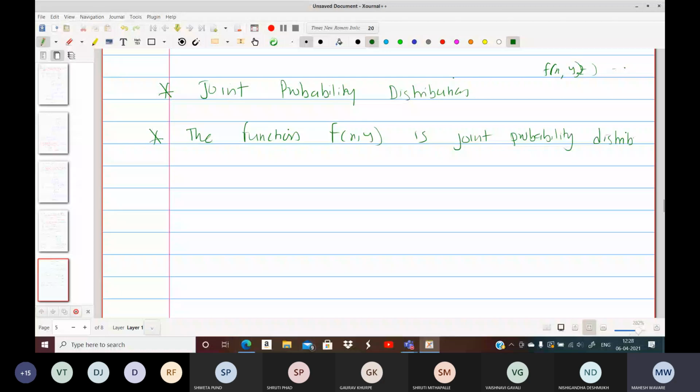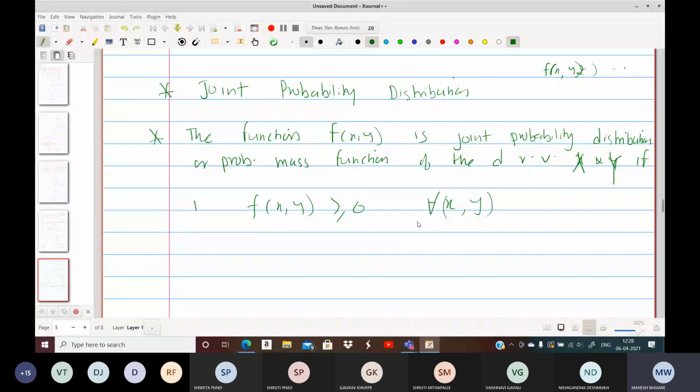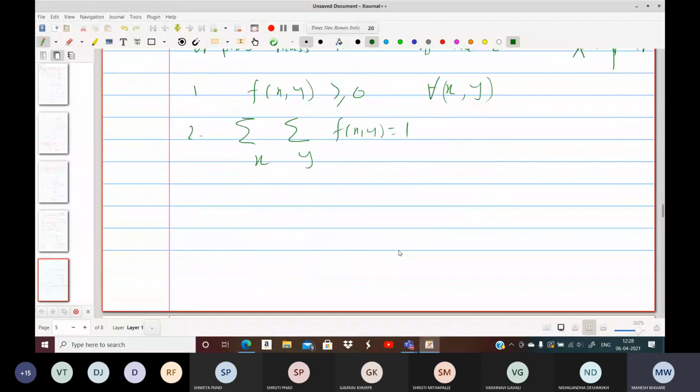If this f of x, y satisfies certain conditions: first, the value of f for every x and y should be greater than or equal to 0, whatever range you have. Second, the total sum over all x and all y of f of x, y has to be 1, as the total probability. And third, the probability for X equal to x and Y equal to y should be the function value f of x, y. That's it.